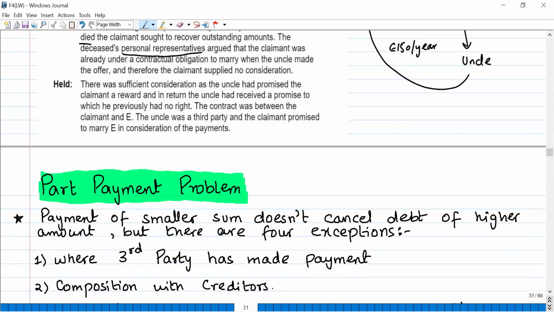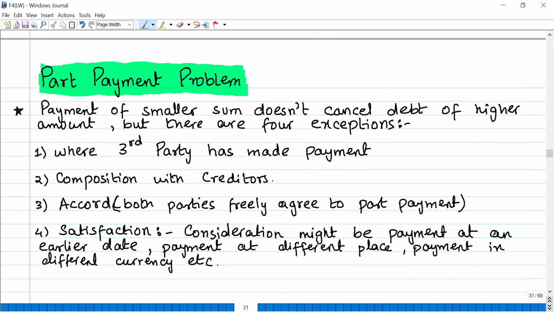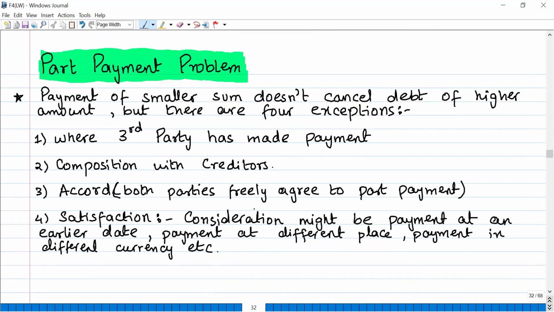The next is part payment problem. Now look, the general rule is payment of a smaller sum doesn't cancel a debt of a higher amount. But there are four exceptions to that rule. If someone owes you 100 pounds, only when he gives you 100 pounds will the debt cancel, right? If I took a loan of £1,000 from someone, I have to pay him £1,000, only then is the debt cancelled. The debt is cancelled, right?